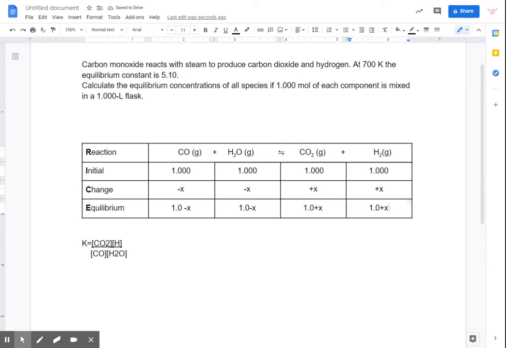So then when we get down here, this is our equilibrium expression. We're going to end up with our K value, which is 5.10, equals 1.0 plus x, squared, over 1.0 minus x, squared. It'll look something like this.